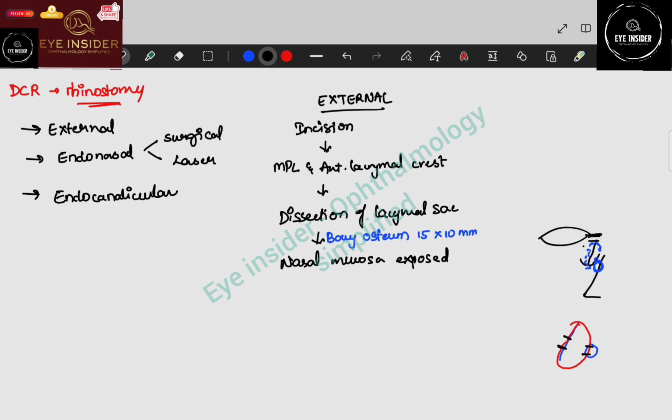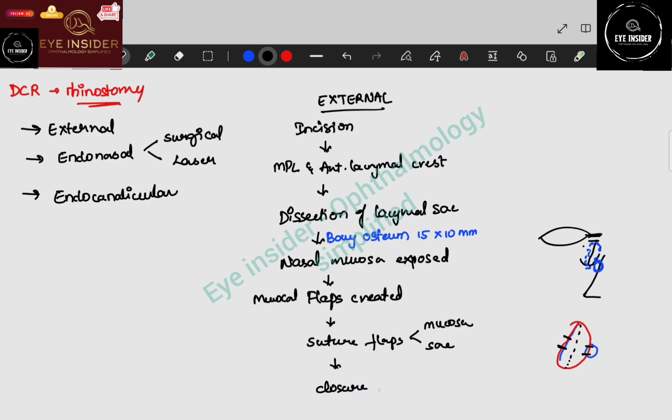So we create a mucosal flap by giving a vertical incision. So it will divide it into two parts, right? One flap is sutured to the nasal mucosa, and the other one is to the sac. Now, after creation of this, we close the incision. So in this way, we are creating a communication between the lacrimal sac and the nasal cavity through a bony osteum.